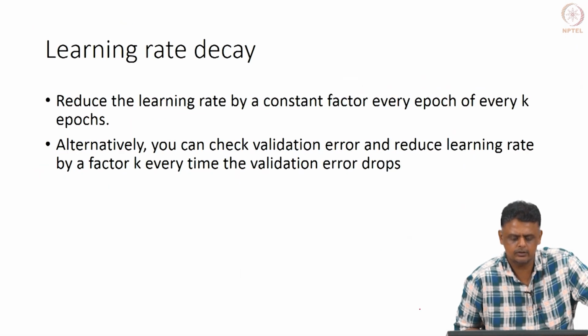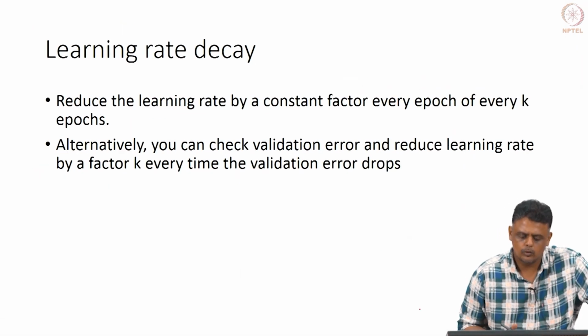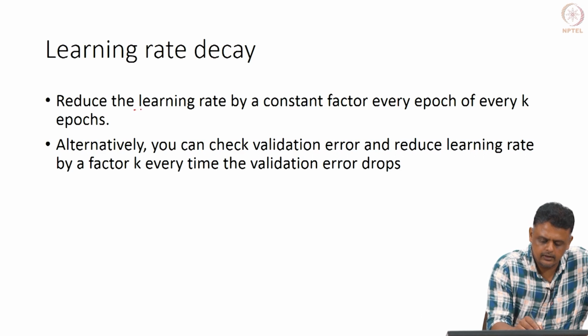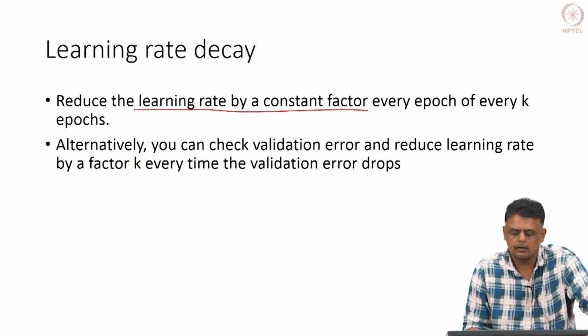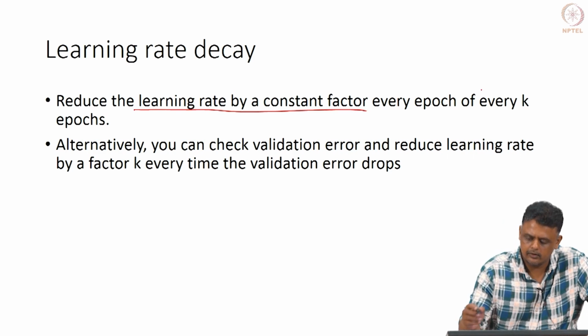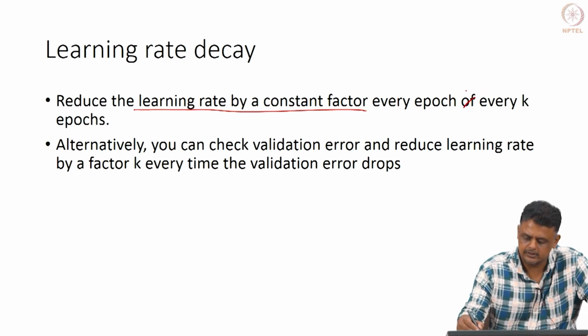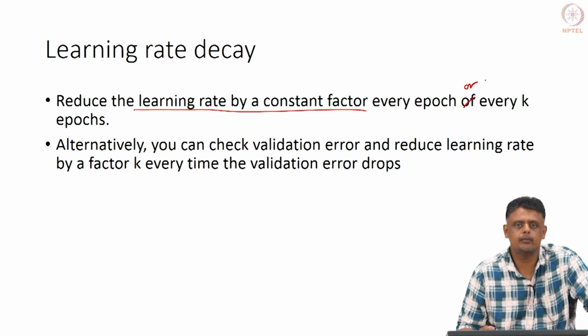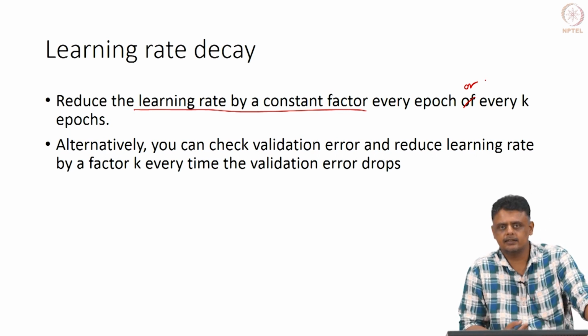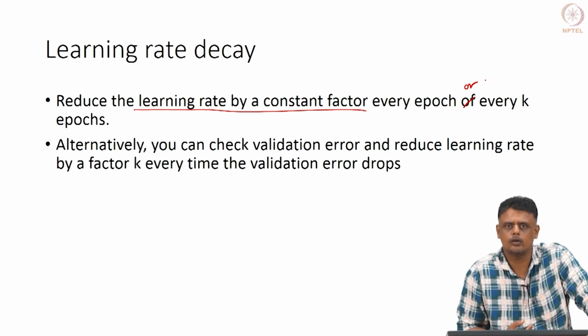So, there are many ways to do that, right. One of them would be to reduce the learning rate by a constant factor every epoch or every k epochs. So, this is again decided by you. Consider this as another hyperparameter that you have to optimize, right.